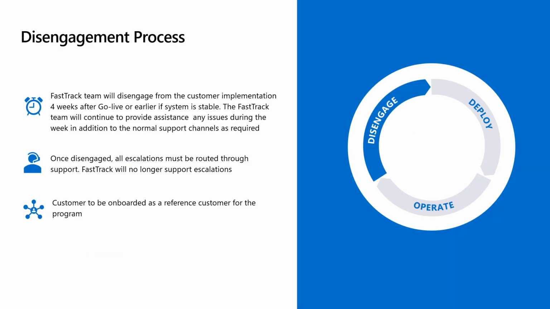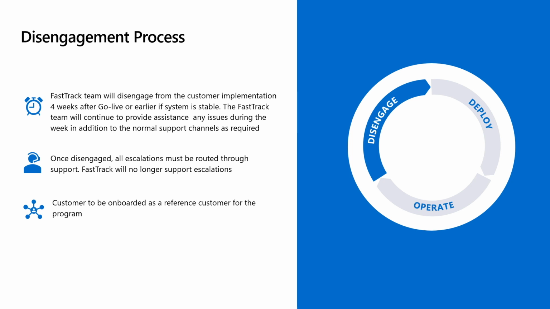FastTrack engagement ends when the customer is live and stable, typically 4 weeks after the go live. The FastTrack team is not a support team or an escalation team. Therefore, once we engage, all escalations and issues must go through the support organization. And the FastTrack program is no cost to our customers and to you as partners.